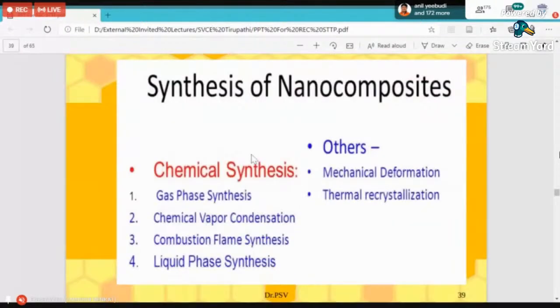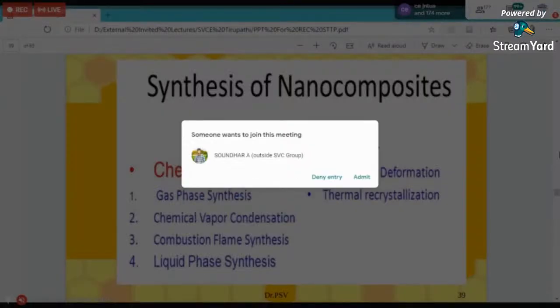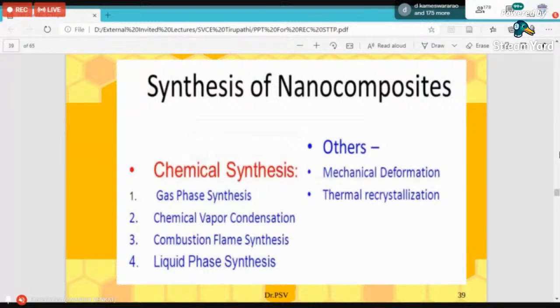So synthesis: how do you synthesize these nanoparticles? This is one of the challenging tasks for researchers, research scholars, and career advancers, like those who have already completed their PhD and are likely to build up their career. They have to know how to synthesize it. Many people know it as of today, but still it has to be taken care of.